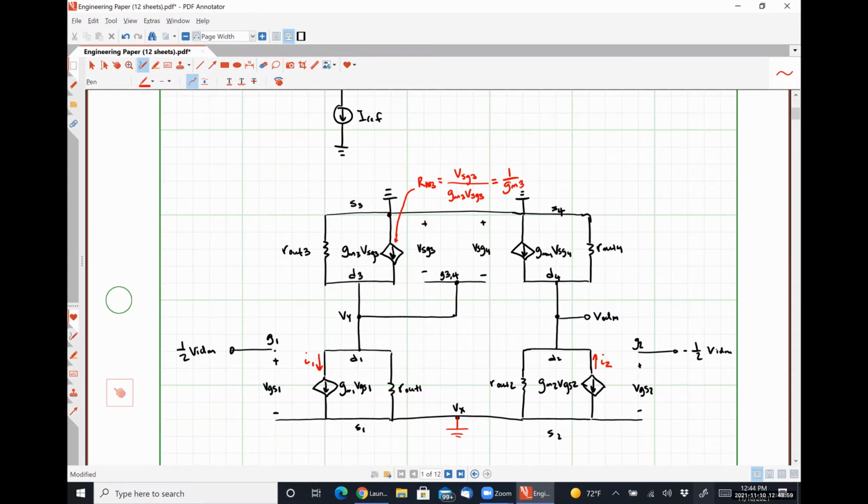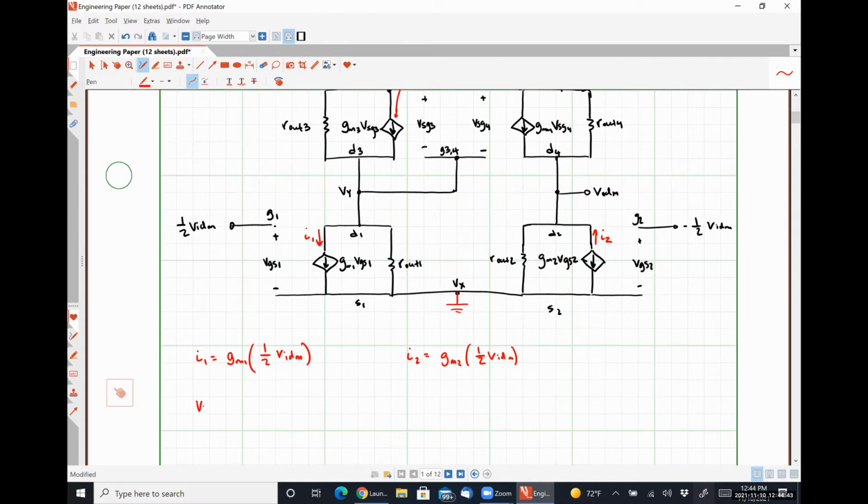So why that's important is because if we look here between node Y and ground, we have this current source GM1 VGS1. We have this resistor R out 1, that resistor R out 3, and the resistance of that current source, 1 over GM3, all connected in parallel. So VY, which is the voltage difference between this node and ground, is simply that current flowing through those 3 resistors connected in parallel. Does that make sense? Okay.